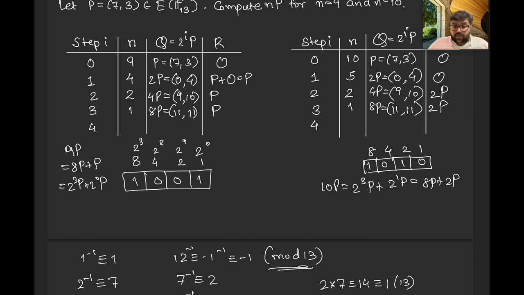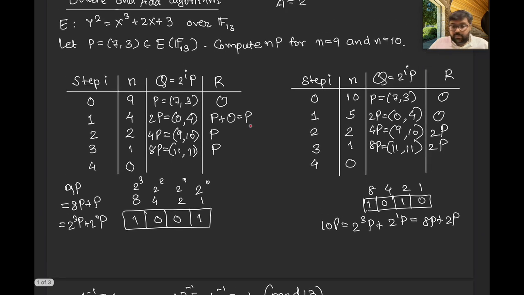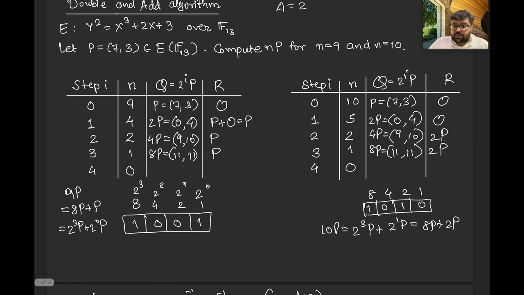Fourth step. So divide by 2. So 1 by 2. Quotient is 0. Divide by 2. Quotient is 0, but remainder is 1. When remainder is 1, we have to add. So that you can see here we are getting 9p. So now we have to add this 2 because 1 by 2, quotient 0 times 2 plus 1. Remainder is 1. So now these two are added. So here we will have 8p plus p, which is 9p, and 9p we will compute. So 11 comma 11 plus p, which is 7 comma 3. This is what we'll do here.